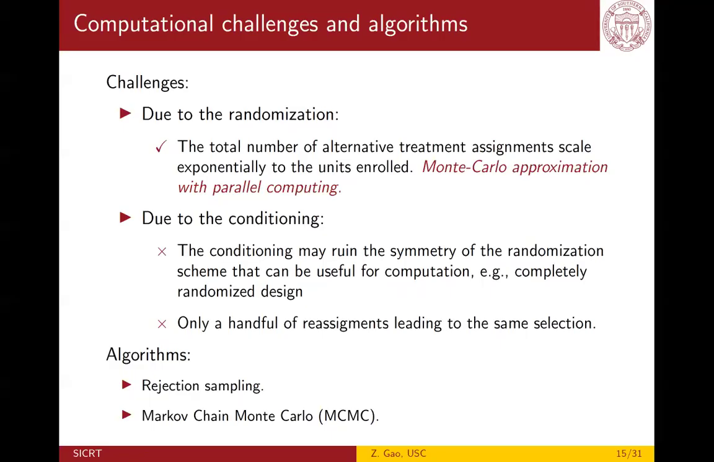But it's possible that the rejection probability will be very high. That could happen if our selection is very stringent. Like we just select someone of a specific age, a specific gender, specific race. In that sense, maybe only 10 possible assignments out of 10 million satisfy our selection constraints.